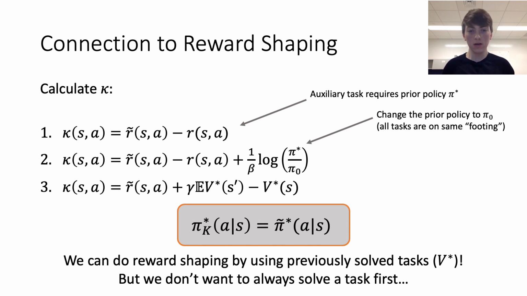However, we have to be a bit careful. The auxiliary task has a prior policy pi star, meaning that the prior policy for the auxiliary task has to be the optimal policy for the solved task. We can correct for this, however, and add a correction term to kappa that allows us to use a prior policy of pi 0, so that all tasks have pi 0 as the prior policy. This allows us to rewrite the reward function for the auxiliary task in something that resembles potential-based reward shaping.